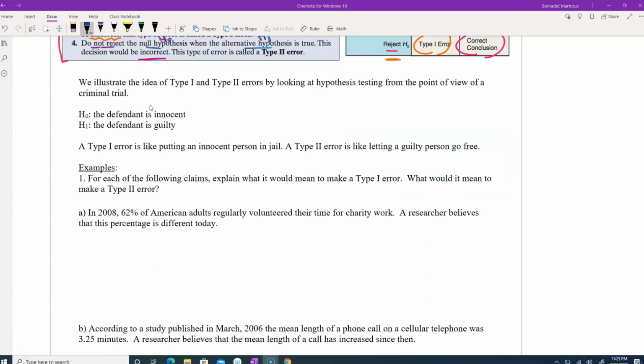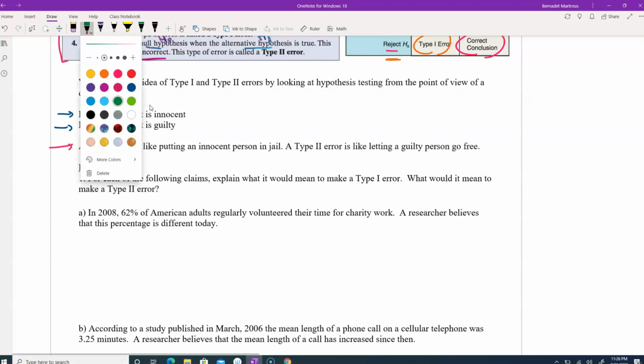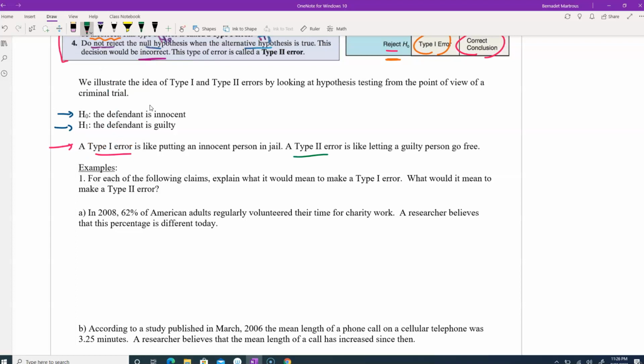Here is an example for type 1 and type 2 errors. So the idea of type 1 and type 2 errors by looking at hypothesis testing from the point of view of a criminal trial. Here, null: the defendant is innocent, and alternative: the defendant is guilty. Type 1 error is like putting an innocent person in jail. And here, type 2 error is like letting a guilty person go free.